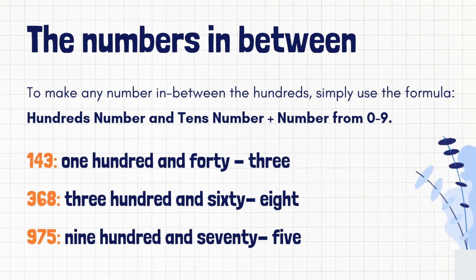The numbers in between. To make any number in between the hundreds, simply use the formula: hundreds number and tens number plus number from 0 to 9. For example, 143, 368, 975.